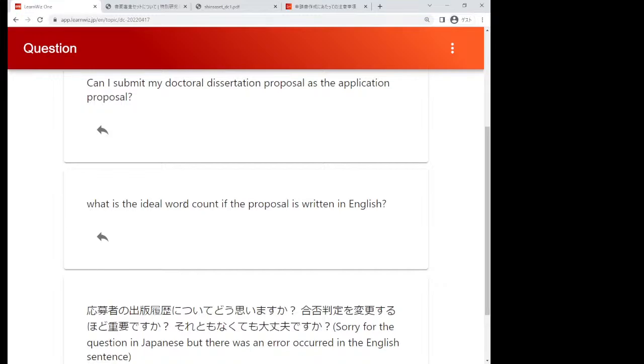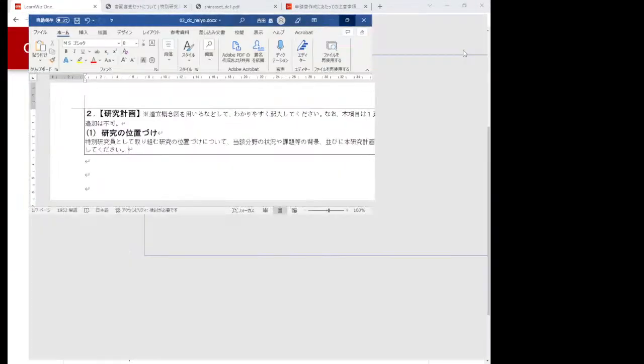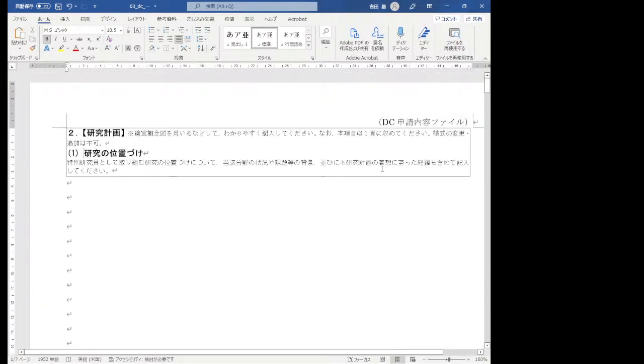What is the ideal word count if the proposal is written in English? I'm sorry, I cannot know the exact word count, but there is a limitation. The positioning of the research section is only for 1 page. And in the guideline, you should use a font size equal to or more than 10 points. So based on the condition, you can calculate the max word count based on this 1 page and also the font size.